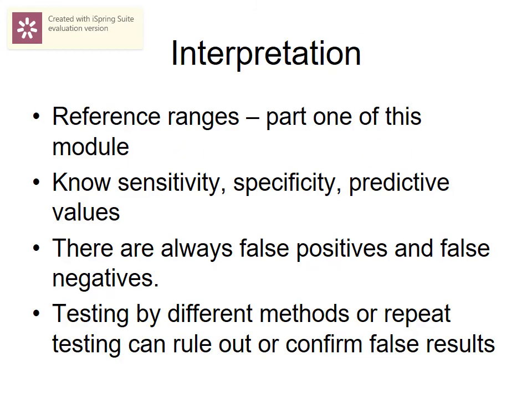A little bit more about interpreting the results of diagnostic tests. So we need to know the reference ranges. We already talked about the pros, cons, ins, and outs of reference ranges. We need to know the sensitivity, specificity, predictive values. That helps the diagnostic professionals know which test to select or implement. It helps the clinicians understand how to apply that information to the individual. We know there's always false positives and false negatives, so nothing is ever perfect. And we can confirm false positives and false negatives by testing with a different method or with a gold standard.